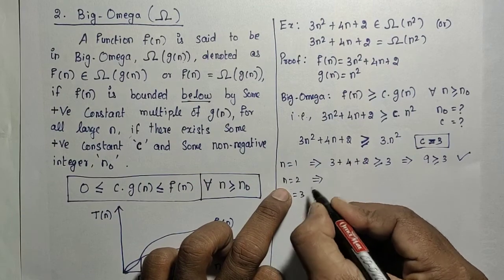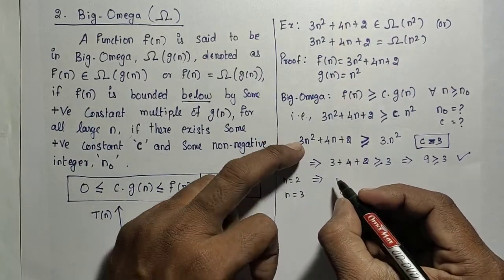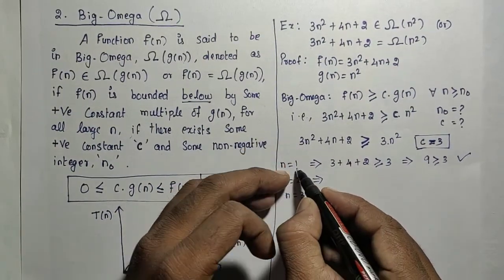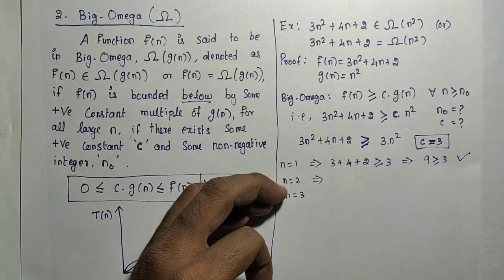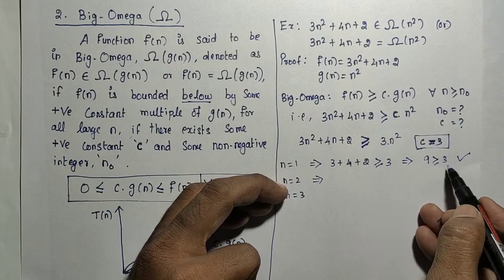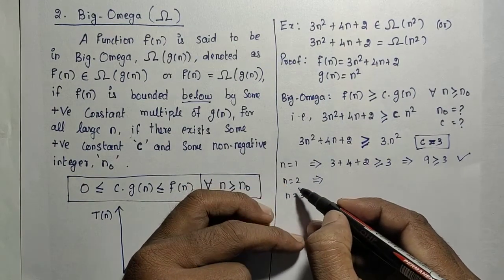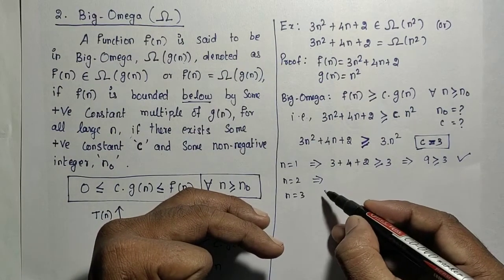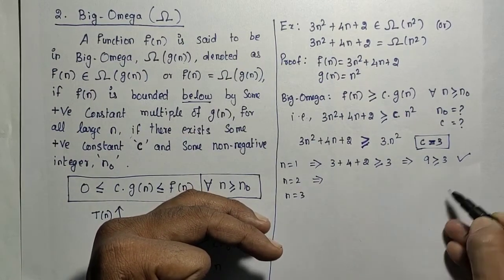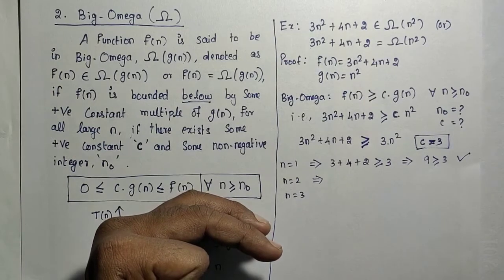If you are substituting n equal to 2, note that you don't stop by substituting n equal to 1 alone. We need to check at least 3 numbers. If it is not true, I need to go for 2, and then 3, 4, like that we have to check. Again, if it is not true for 2 also, I have to start with 3 and continue.